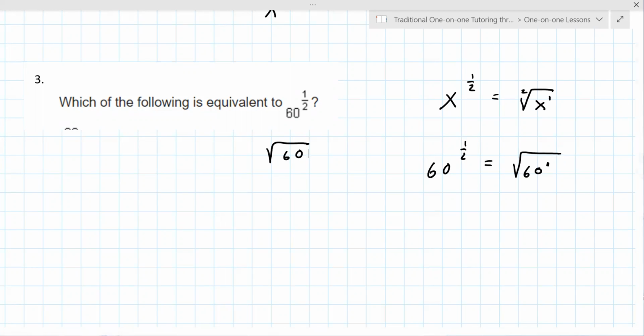Okay, so the 2 doesn't have to go there because that's what the square root means anyway. The square root means 2. It's kind of like saying you have side ears, even though our ears are already on the side of our head.